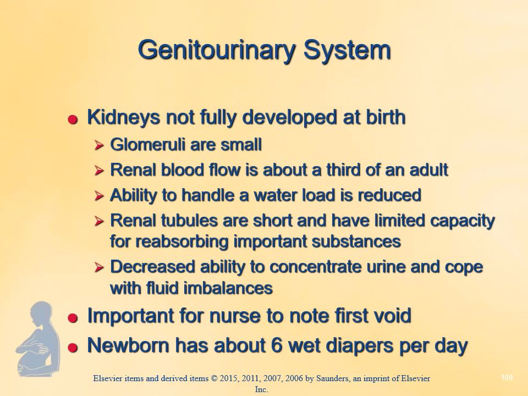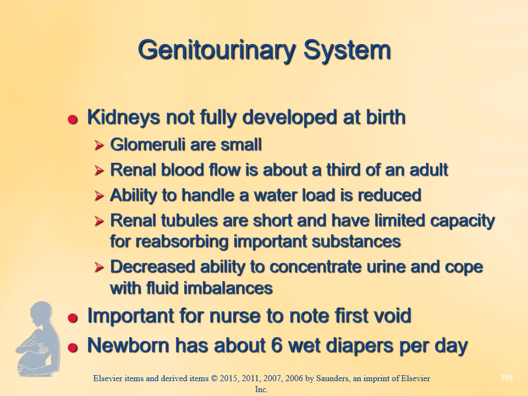Their renal tubules are short and have a limited capacity for reabsorbing important substances. And they have a decreased ability to concentrate urine and cope with fluid imbalances. So it's just important to keep them as balanced as we can because they don't have the ability to do that themselves. We as nurses want to make sure that we record their first void so that we can identify if there's any problems.